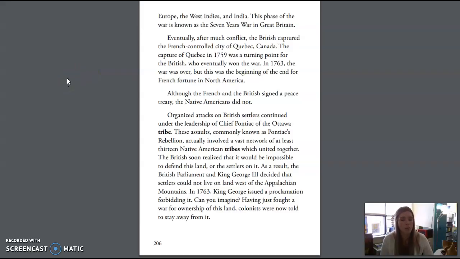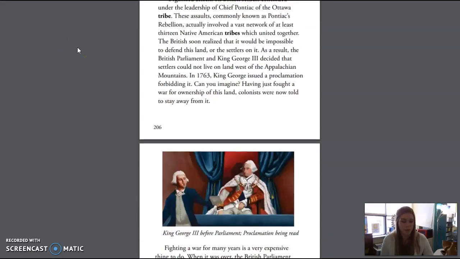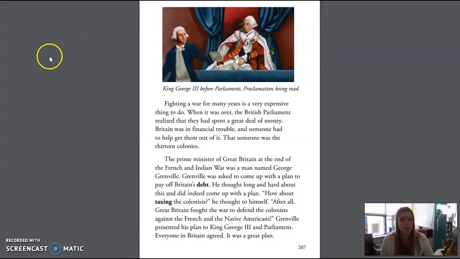As a result, the British Parliament and King George III decided that settlers could not live on land west of the Appalachian Mountains. In 1763, King George issued a proclamation forbidding it. Can you imagine having just fought a war for ownership of this land? Colonists were now told to stay away from it? This is an image of King George III before Parliament, the proclamation being read.